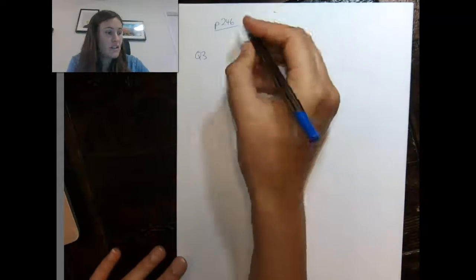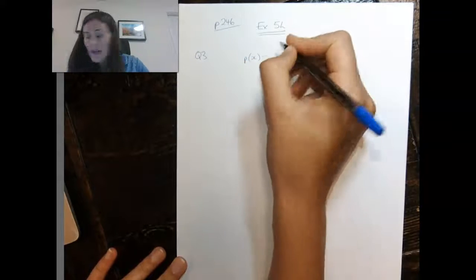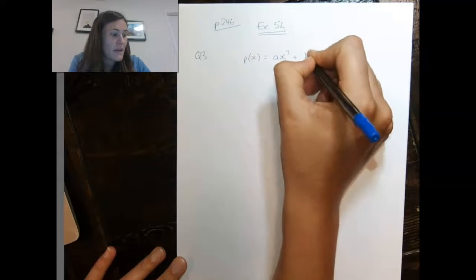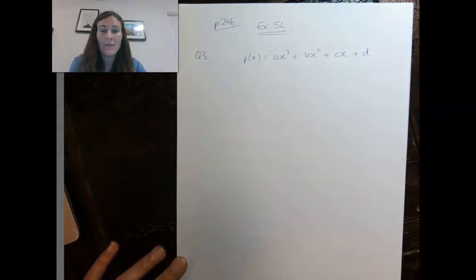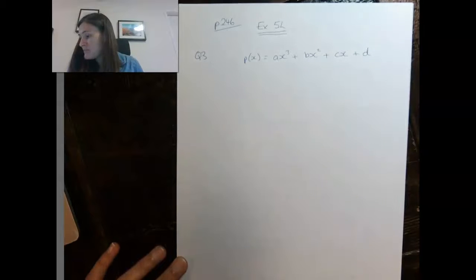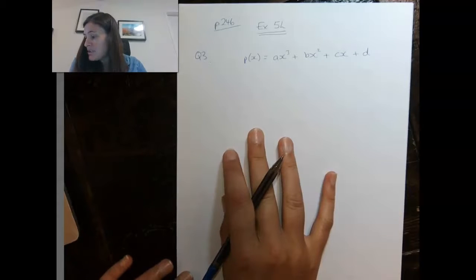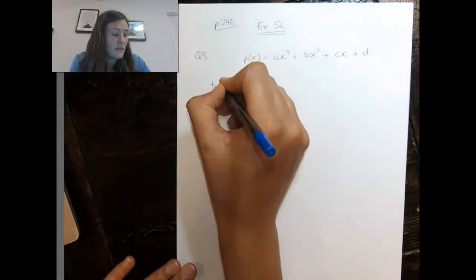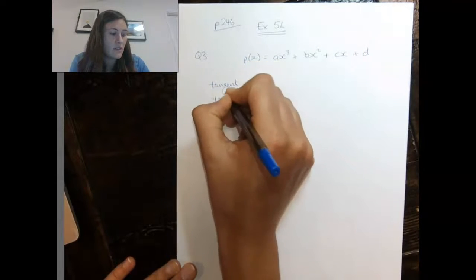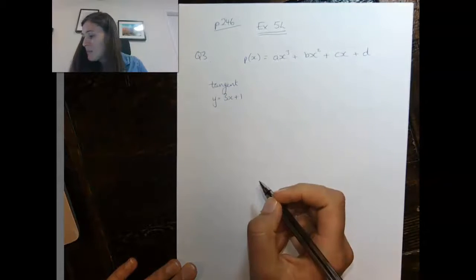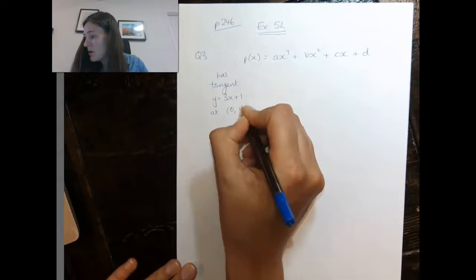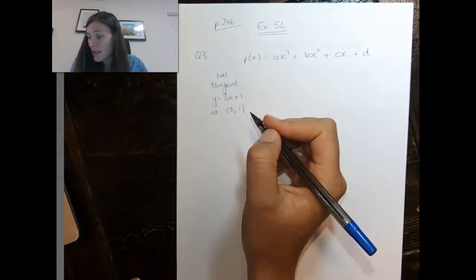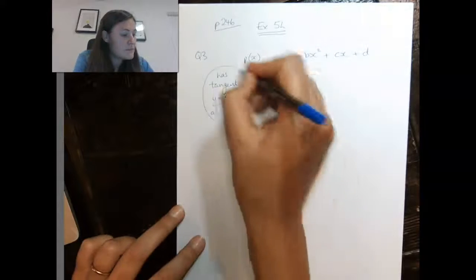So the cubic function, and we've got ax cubed plus bx squared plus cx plus d. So this is the most general cubic function we can ever have. This is just a general cubic function. But we're told that this one has a tangent with equation y equals 3x plus 1 at the point 0, 1. And it has a turning point at -1, -3.